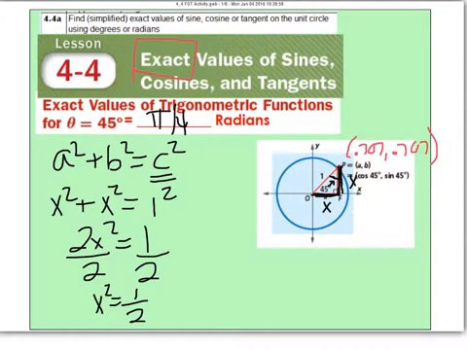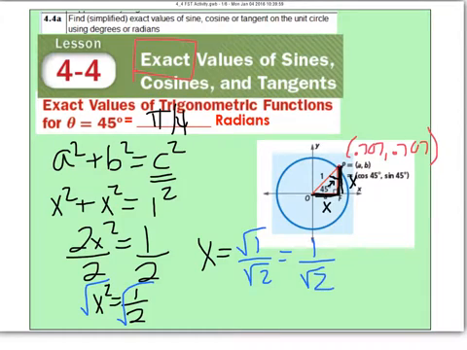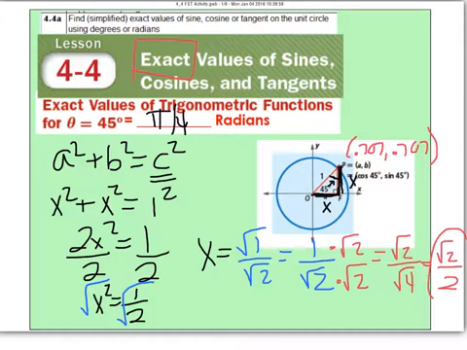To get rid of the squared, take the square root of both sides. That's going to allow me to break up the square root: the square root of 1 over the square root of 2. It's going to be 1 over the square root of 2. Now you can't have a square root on the bottom of a fraction. You must rationalize the denominator. The only way to get rid of that is to multiply by the square root of 2 on the bottom and on the top. It becomes the square root of 2 over the square root of 4, which really just simplifies to the square root of 2 over 2.